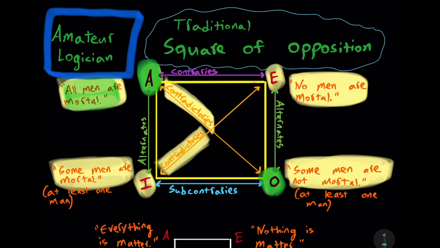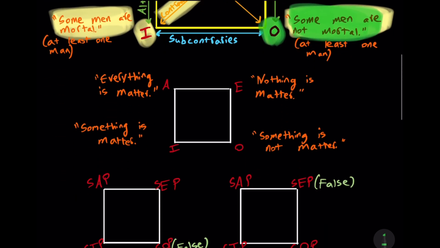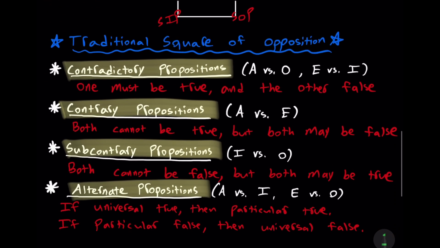Consider all men are mortal. Well, if that's true, then it must be false that some men are not mortal. If there's one man who is not mortal, then it cannot be the case that all men are mortal. That's just common sense. Conversely, if all men are mortal is false, then some men are not mortal must be true. In other words, one being false guarantees the other one being true, and one being true guarantees the other one being false. So in general, with contradictory propositions, namely when we're thinking about A versus O or E versus I, one must be true and the other must be false.